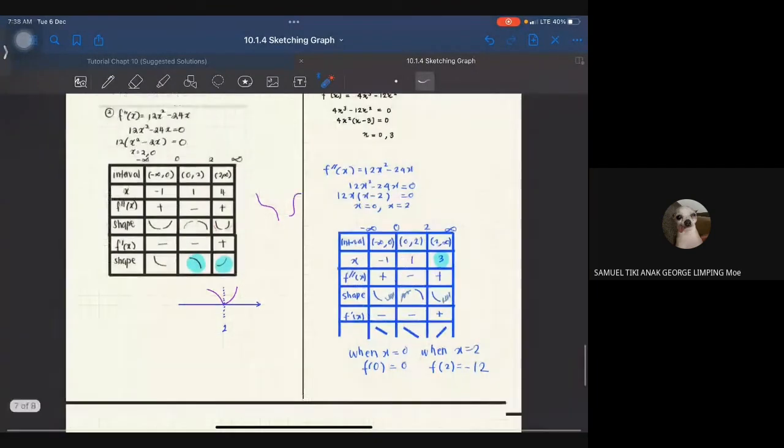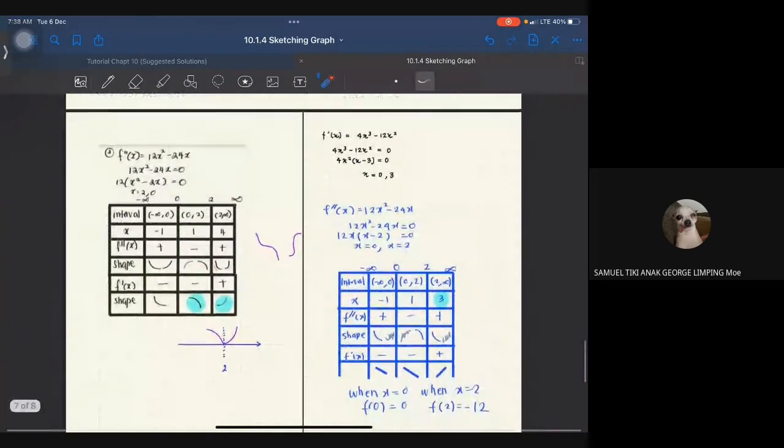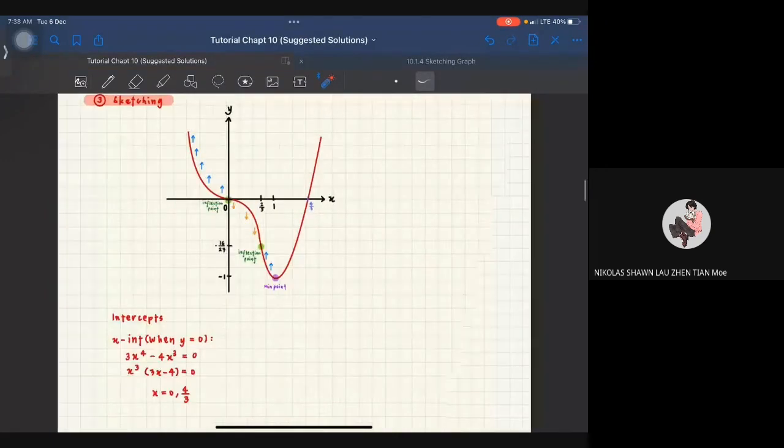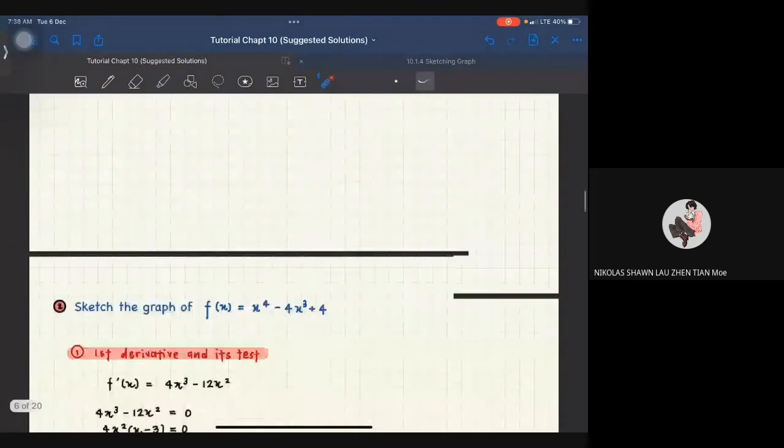Alright. Yeah, itu sahaja I think. That's all for my explanation on this sketching graph. Okay, so do you have any question? No, miss. Tak ada. Okay, good. Sekejap saya nak tunjuk ke yang ni. Okay, so wait, yang bawah ni lah.